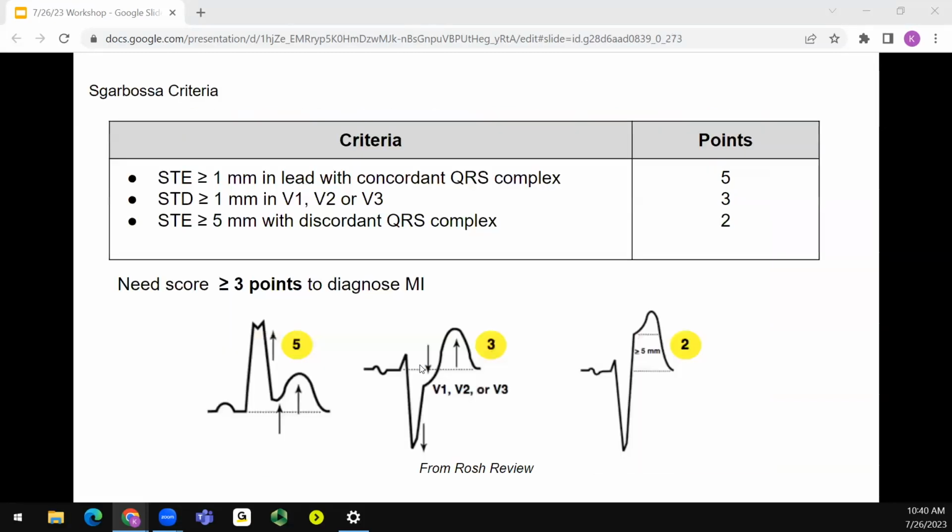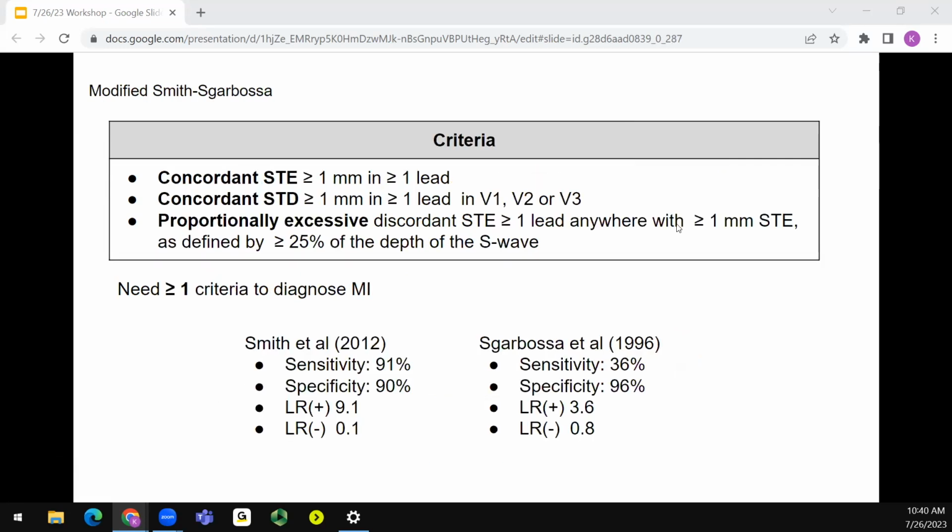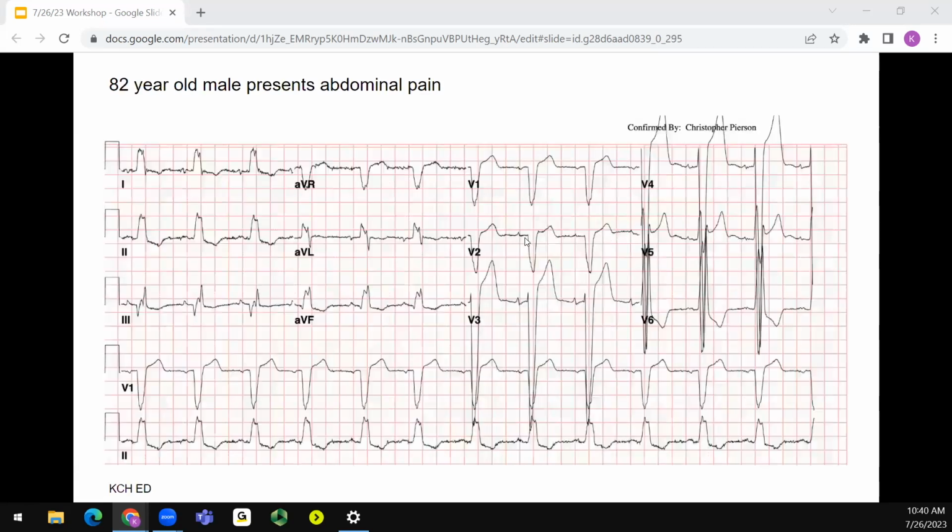So this is the original Sgarbossa criteria. You guys got all the points, but basically they use a point scale. If you have any of the first two criteria, it's diagnostic of MI: concordant ST elevation, which you can see here, or ST depression, originally in V1, V2, V3, and then excessive discordance greater than 5 millimeters, but it only gives you 2 points. Sometimes it misses MIs. So there's the Smith criteria, which uses the proportion of ST elevation compared to the preceding S wave. All right, so let's go back to this here.